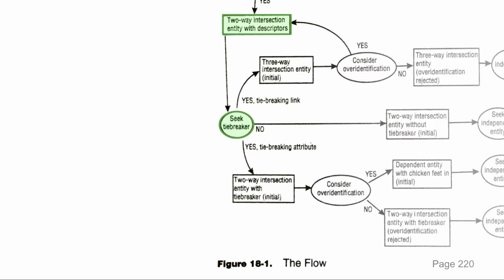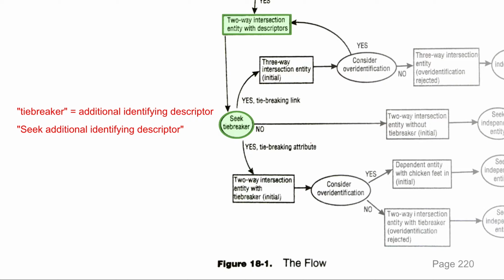Tiebreaker is just a shorthand for additional identifying descriptor. So we could have just named this step seek additional identifying descriptor. Or we could have called it consider under identification, which would be cohesive with the name of the next step, which is called consider over identification. However you like to think about it, what we'll be doing in this step is asking a yes or no question to determine if we should add another descriptor to the identifier. The yes answer has two paths, depending on whether that descriptor is an attribute or a link.